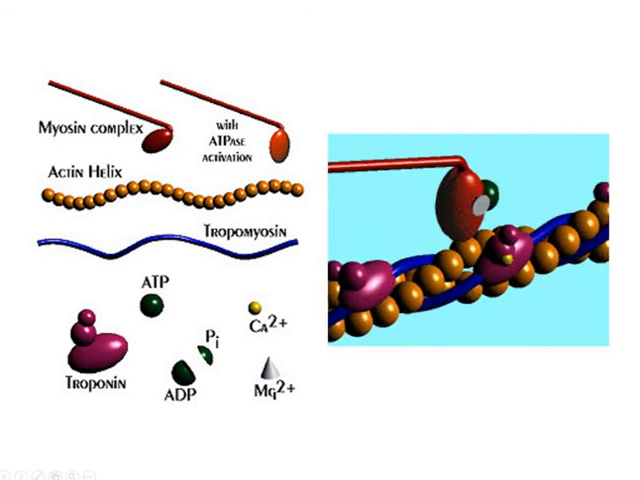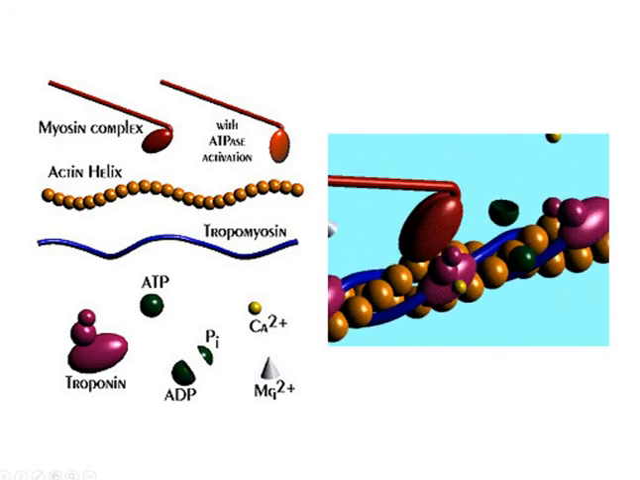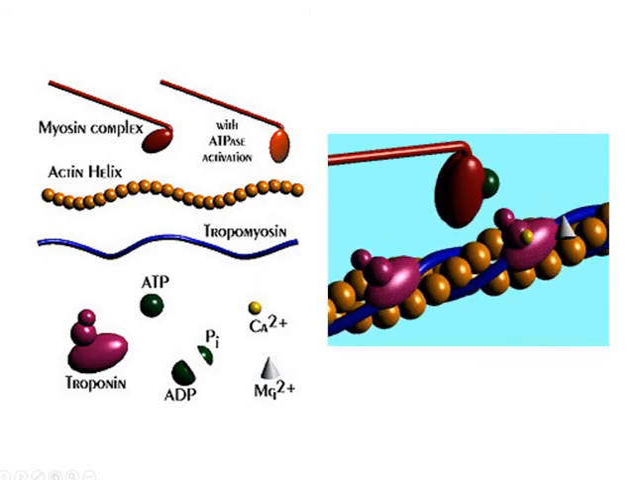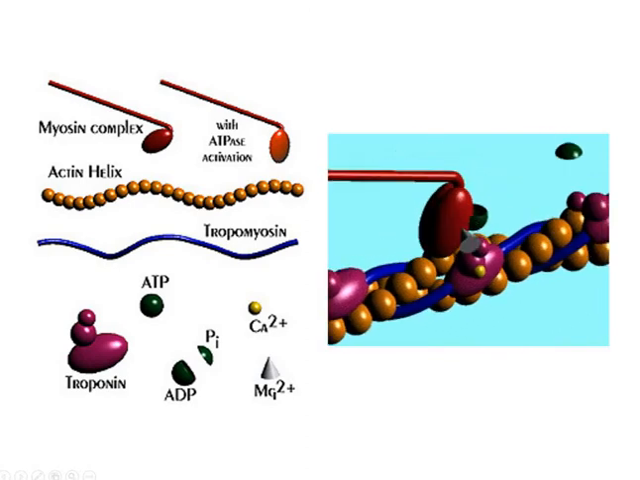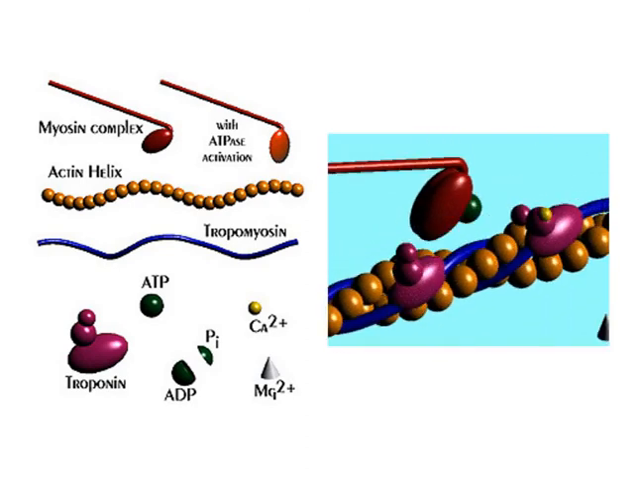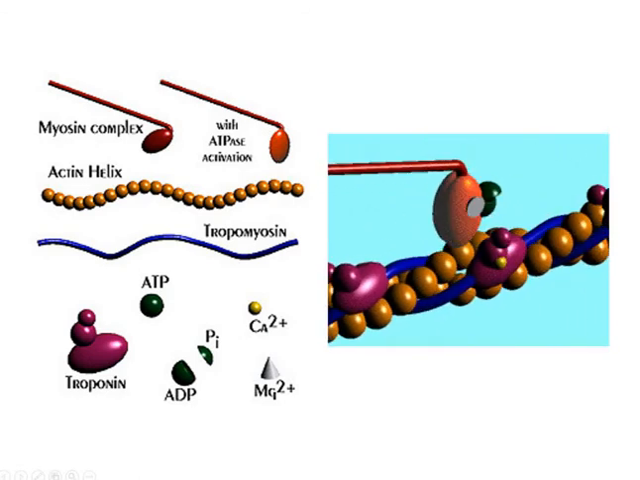In the top right hand corner, the calcium ion is going to come down, and that's going to bind to troponin. So the first step is calcium is going to bind to troponin. Step 1. Next, troponin is going to change shape, and that's going to then pull on the blue fibre, this tropomyosin. That's going to pull on that.